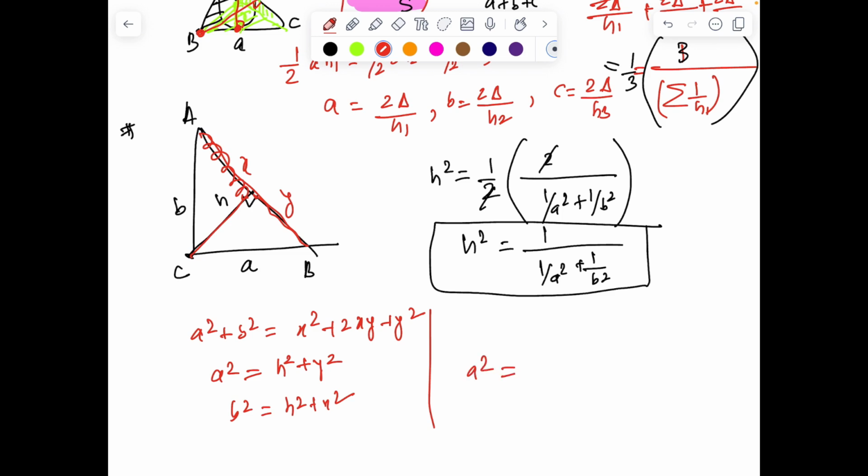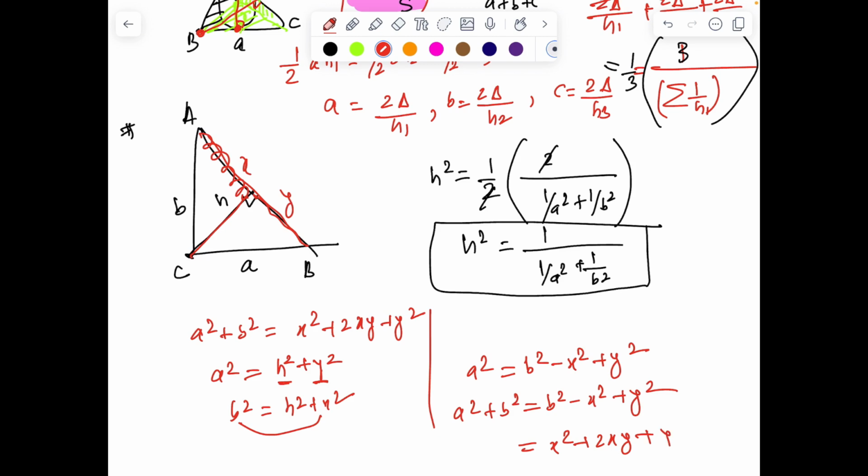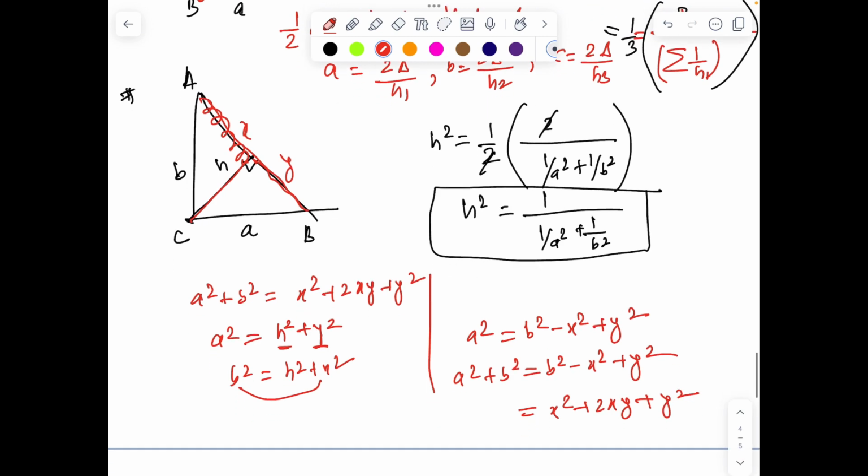a square is h square plus y square. Right. So h square is already b square minus x square, so plus y square. Now what about a square plus b square? So a square plus b square will be b square minus x square plus y square, and that is x square plus 2xy plus y square. तो यहाँ से आप देख सकते हो y square का वैल्यू जो है वो कैंसिल हो गया.